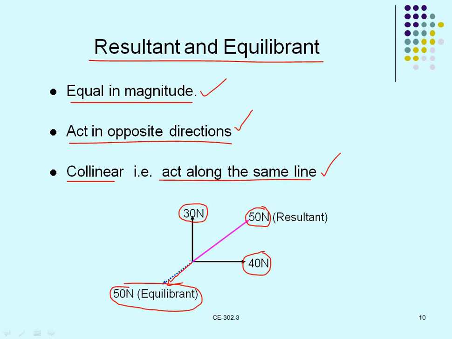So when both loads act here, the 50 newtons load which is acting downwards vertically is the equilibrium. That means the resultant will be upwards and the equilibrium will be downwards. So they are in opposite directions but equal in magnitude, meaning equal loads are there.